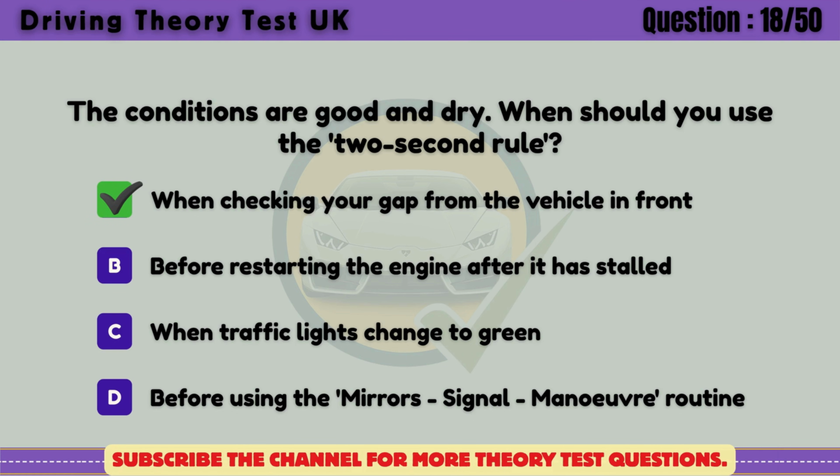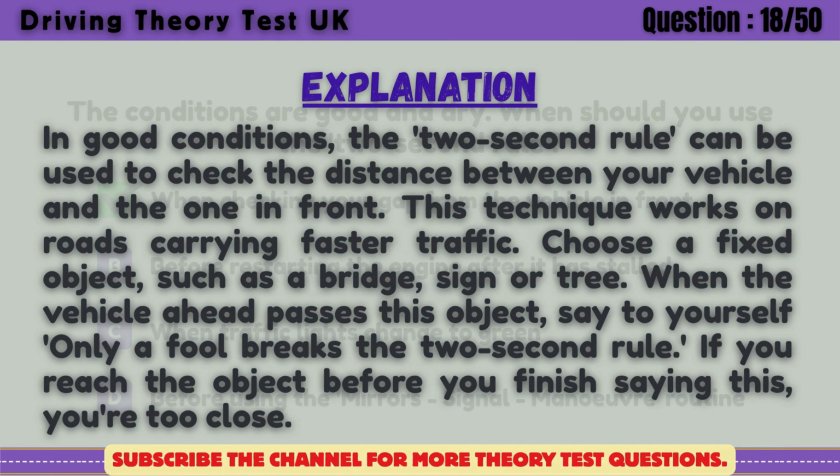Answer is A. When checking your gap from the vehicle in front. In good conditions, the 2-second rule can be used to check the distance between your vehicle and the one in front. This technique works on roads carrying faster traffic. Choose a fixed object, such as a bridge, sign, or tree. When the vehicle ahead passes this object, say to yourself, "Only a fool breaks the 2-second rule." If you reach the object before you finish saying this, you're too close.